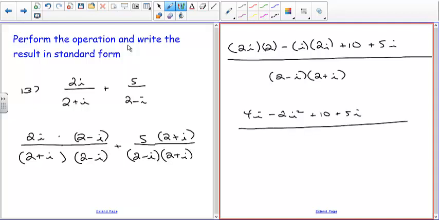And in the denominator I can multiply this out. So I'm going to have 2 times 2, which is 4. The inner and outer cancel out. I'll have a negative sign, and I'll have i times i, which is i squared. Now in the numerator I can combine the, well, let's change i squared to negative 1.